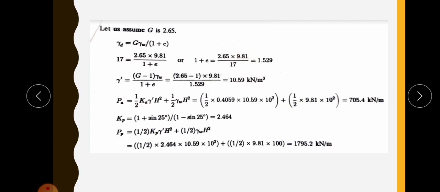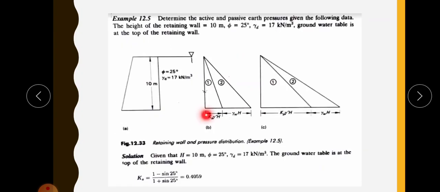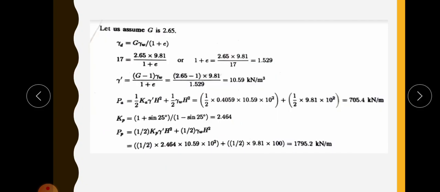Next we can calculate Pa by finding the area of the pressure diagram, that is the area of this diagram, half Ka into gamma dash H square, plus the area of this triangle, half into gamma W into H square. Put those values by direct substitution and the answer is 705.4 kilonewton per meter. So this is the active earth pressure.